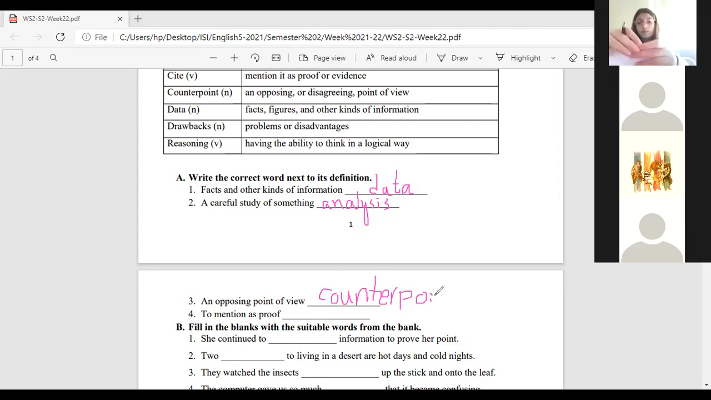Okay, again, we go back to Hala because she lost her connection. Hala, the last one before the time ends. To mention something as a proof. You give it as an evidence.